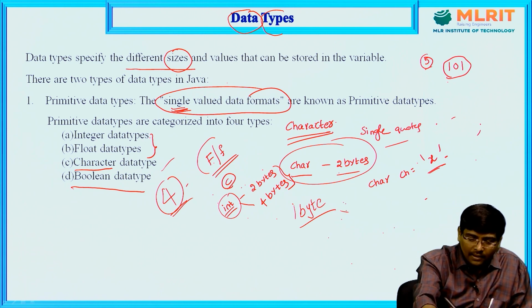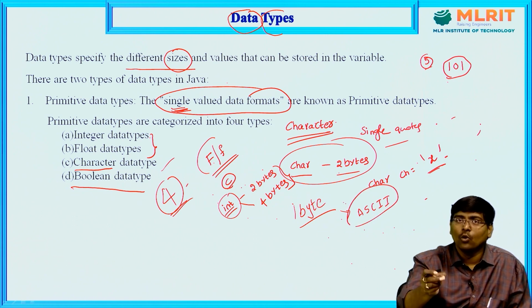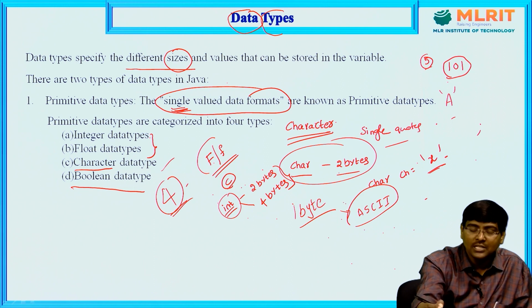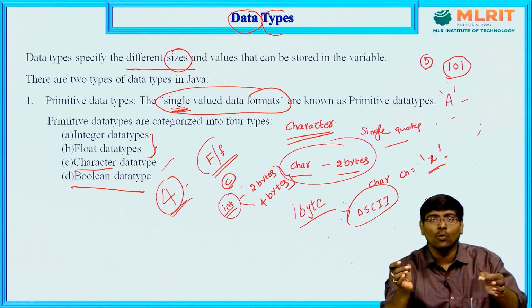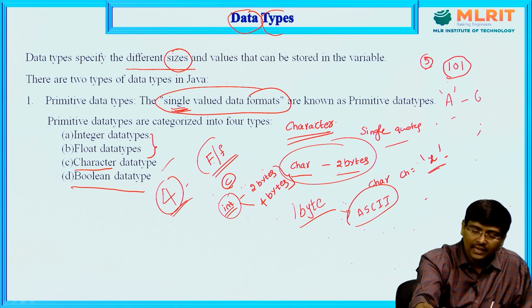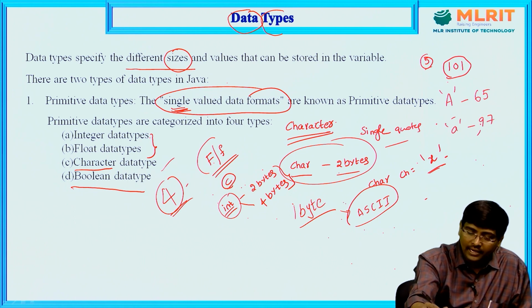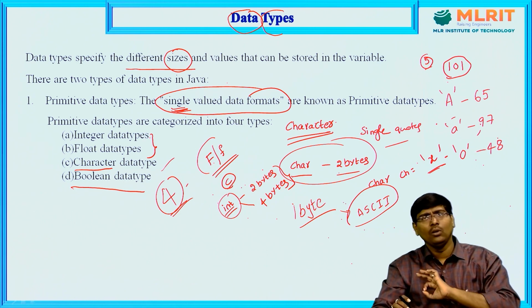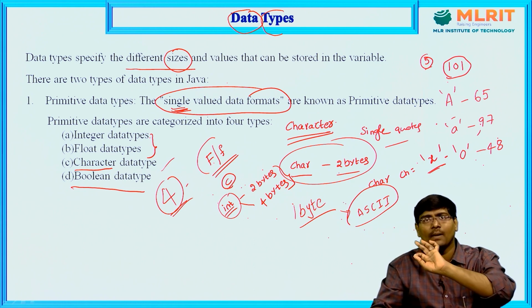Why? Remember, C supports only ASCII codes. ASCII means American Standard Code for Information Interchange. For example, capital A, if this is the character, each and every character that we enter through the keyboard has some numeric value. Suppose character A has value 65, small a has value 97, and 0, which is also a character, has value 48. Whatever character you enter through the keyboard has some ASCII value.